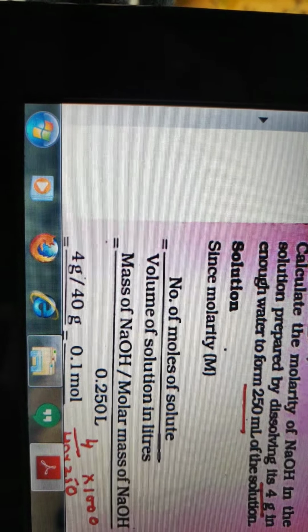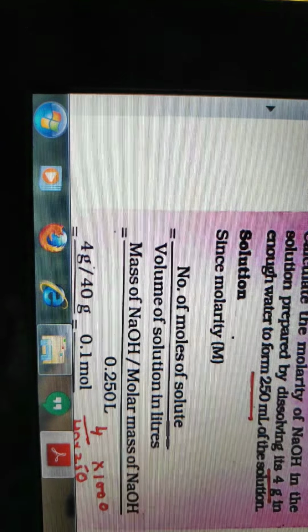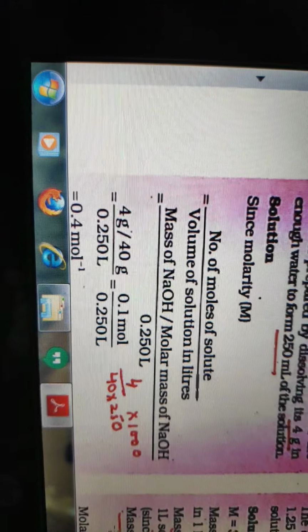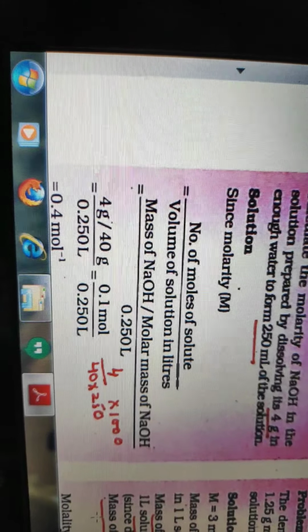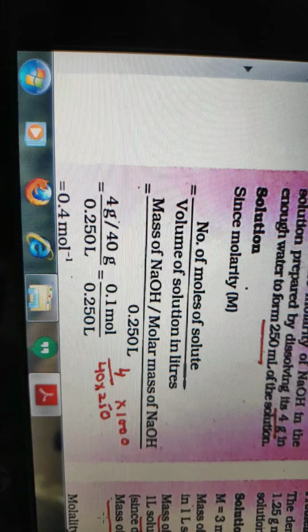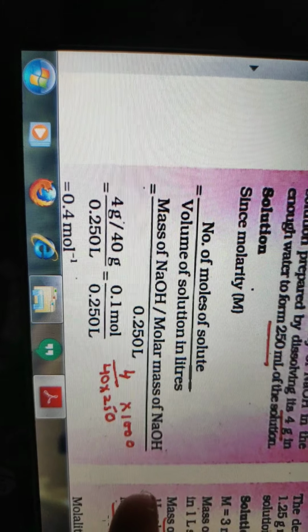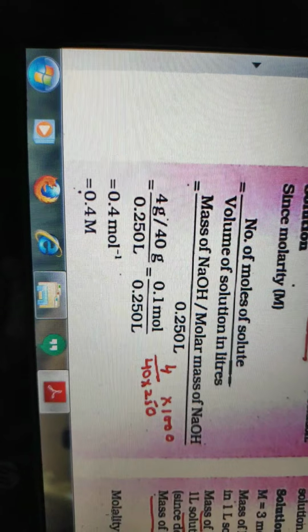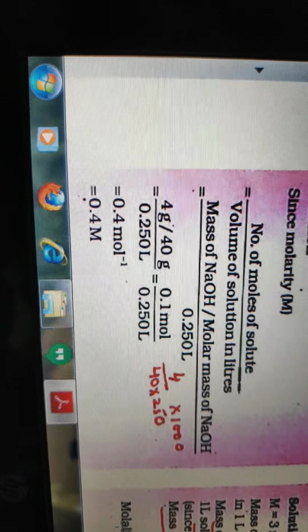Again, simplify the formula. Moles will be equal to mass of NaOH upon molar mass of NaOH, upon volume of solution in milliliter into 1000. Mass of NaOH is given here, 4 gram. Molar mass you can calculate, NaOH is 40. Volume is also given, 250 ml. If the volume is given in ml, multiply by 1000. So 4 upon 40 into 250 into 1000 will give you the molarity of NaOH. Very, very easy. You can read it and I'll give you the questions regarding this.